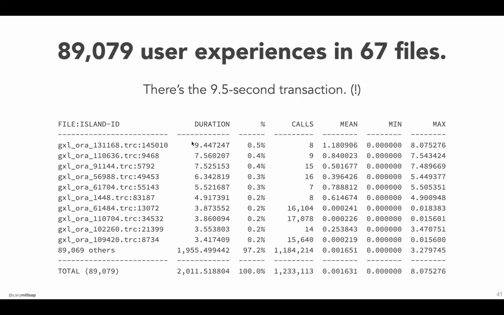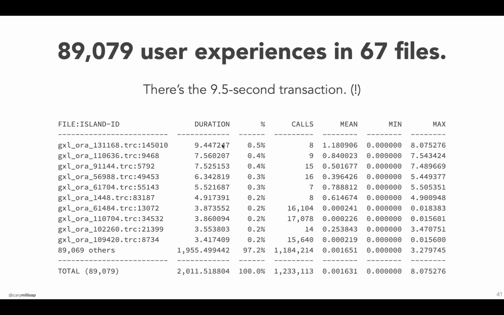So it was the most amazing day of my recent career when they gave us this data, because running this report resulted in, look at that, a 9.5 second duration transaction. Now, the way to read this, GXL Aura 131.168.trc is the name of the file where that transaction is. And 145010, we call it the island ID, but it's really just the line number in the trace file where this 9.4 second experience starts.